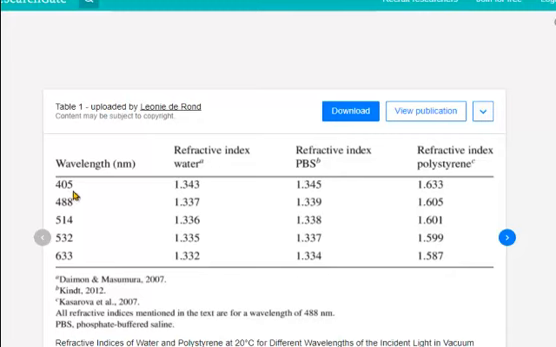The 405 that we can see, or actually 488, that's already almost the violet. The 405 is almost invisible to the human eye. The 633 is in the deep red. So these are the opposite parts. 514, 532, they're both in the green part. And yes, we can see slight differences in the refractive indices. Same thing for water. For water, it's even a little bit less.